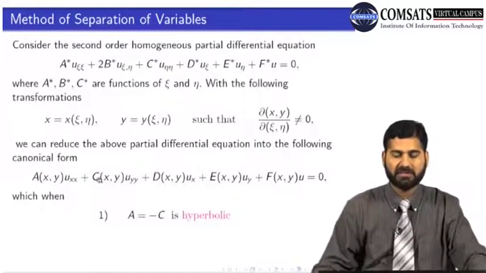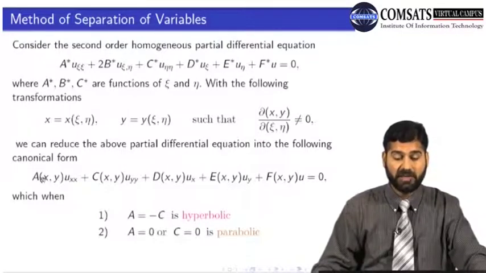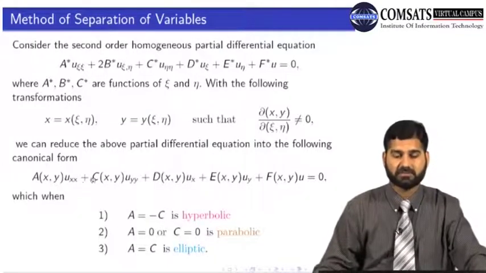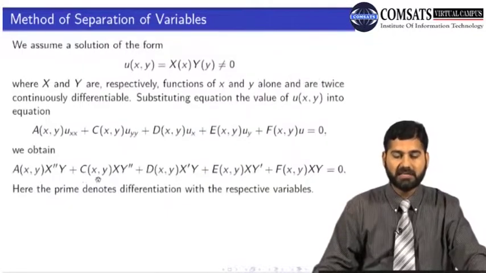If a is equal to negative c, this becomes a hyperbolic equation. If a is 0 and c is 0, then this is parabolic, and if a is equal to c, this is elliptic. All right.